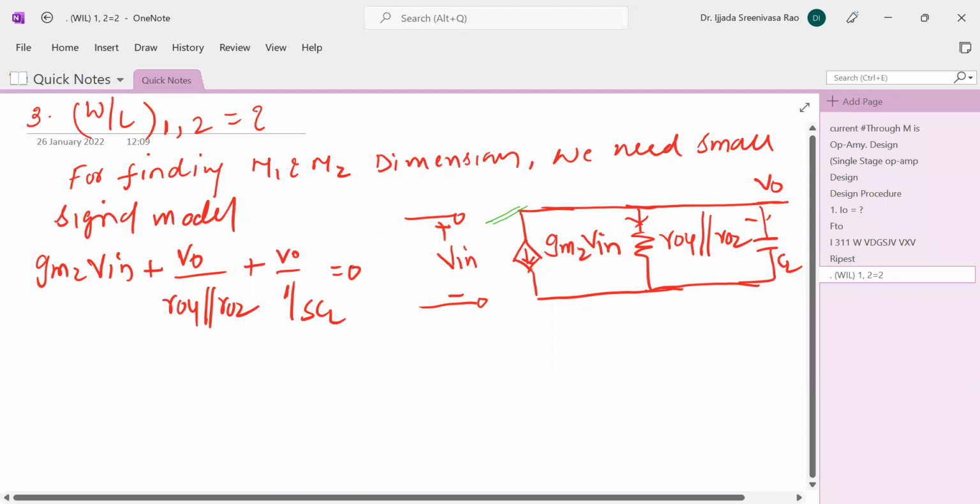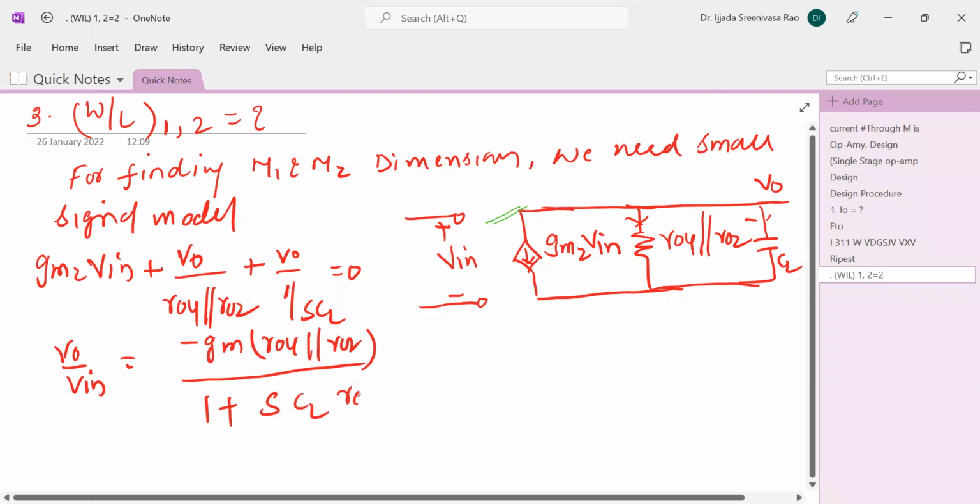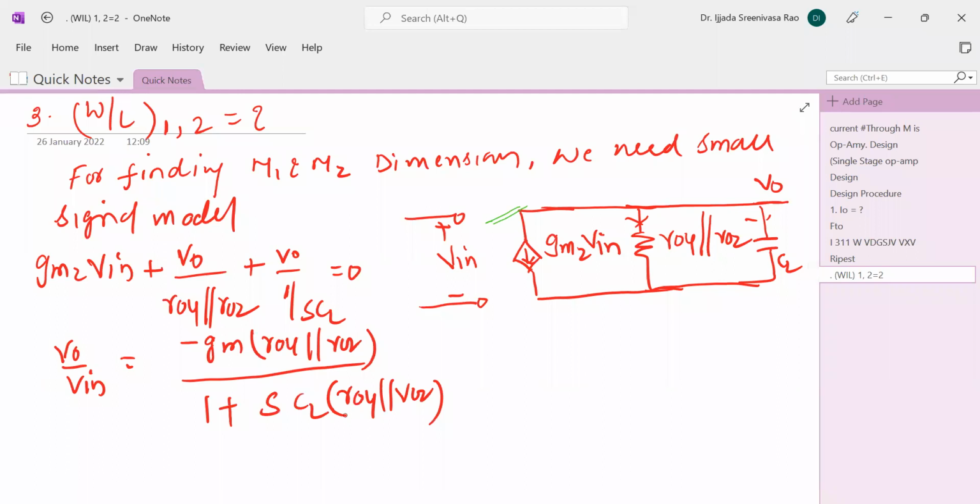So from this, find the transfer function V0 by V in. After separating the V in terms and V out terms, you will get minus GM times R04 parallel with R02, divided by 1 plus S into CL times R04 parallel with R02. Okay, so what do you understand from this transfer function? You can say this is a single pole system. Am I correct? Single pole system.